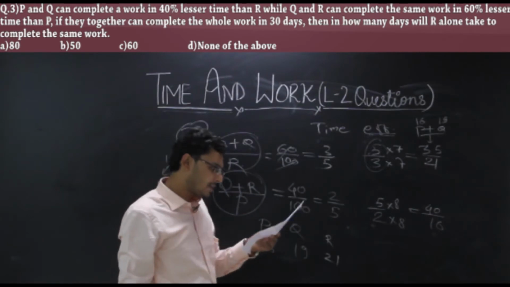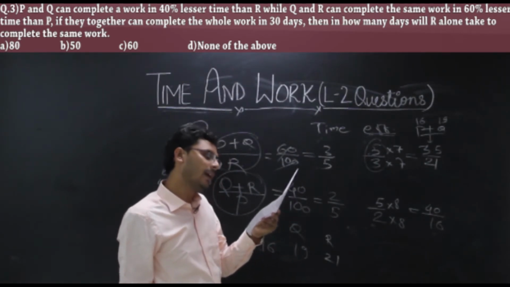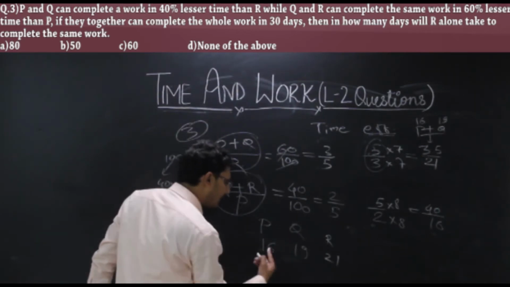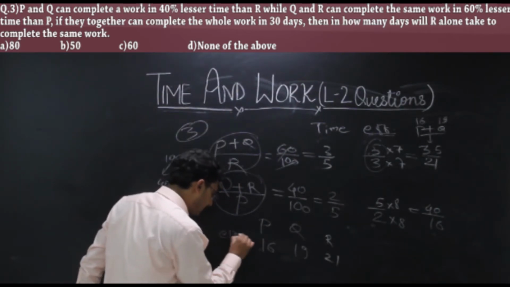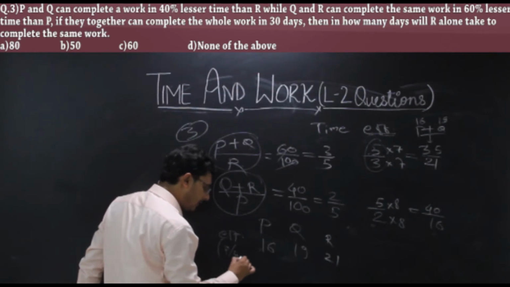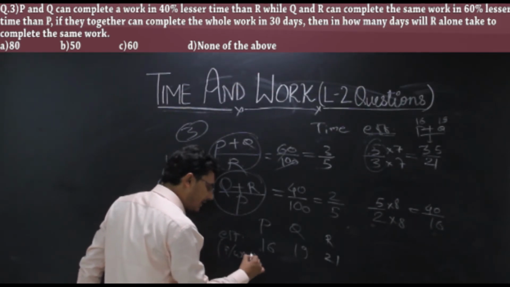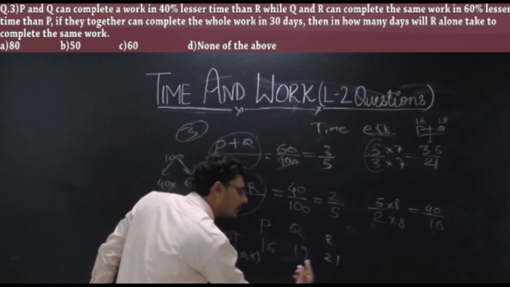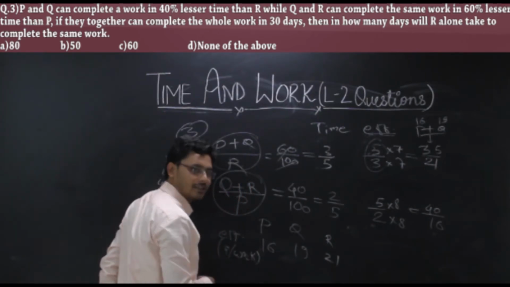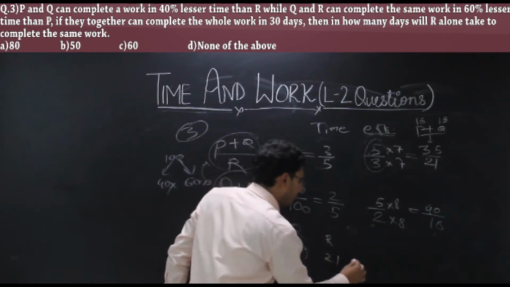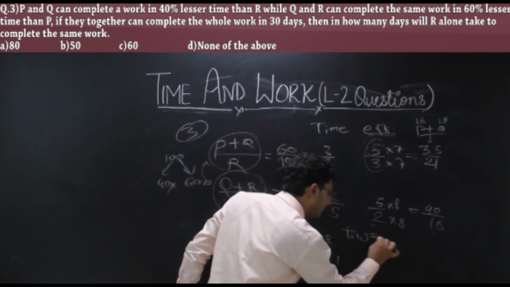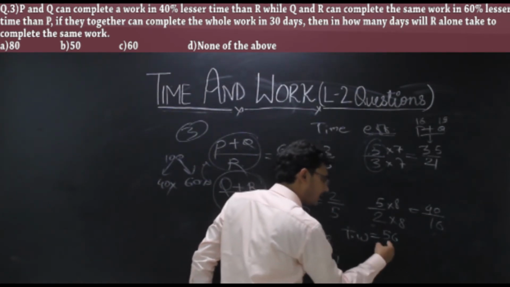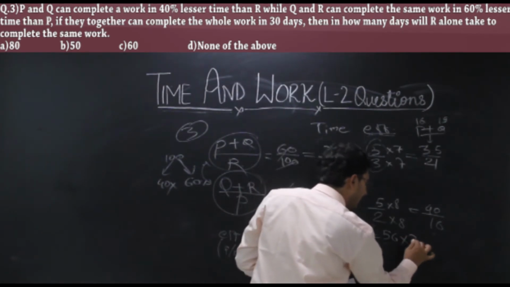And what data has he provided us again? That together they can complete the whole work in 30 days. Together in a day, this is nothing but efficiency. Again I am repeating, efficiency is nothing but the per day work. Together in a day they do 16 plus 19 plus 21, that is 40 plus 16, 56 units of work. So my total work will be 56 into 30, since per day work of all of them is 56 and they complete the work in 30 days.